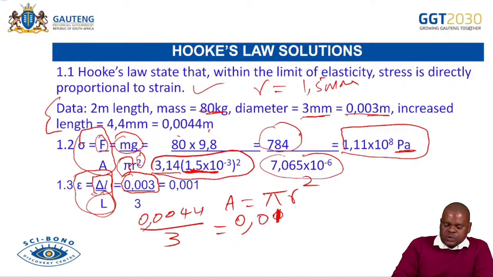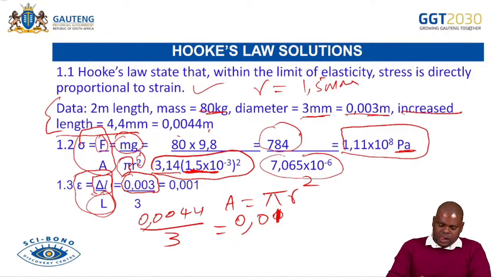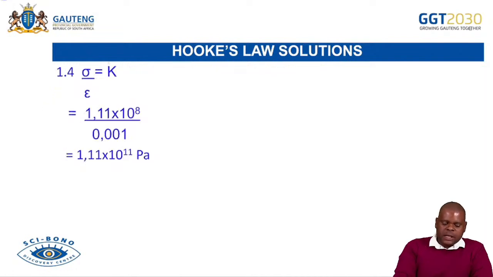Replace 0.003 by 0.0044 because we want the length that the wire has stretched with. Sorry for that. And then you just say divide by 3 and then you'll get the answer. And then when we continue toward modulus, you can see now this also will change.